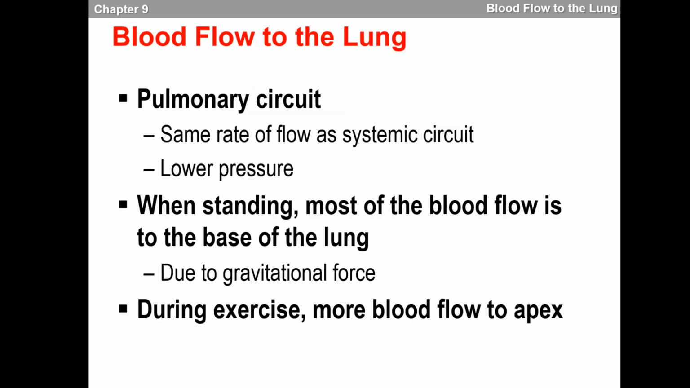And let's look at blood flow to the lung, right? So this is ventilation perfusion. This is the perfusion portion, right? So at rest, most of the blood flow is to the base of the lung. Kind of already went over that in class, right? It's easier to push blood down because it works with gravity as opposed to having to push it up.